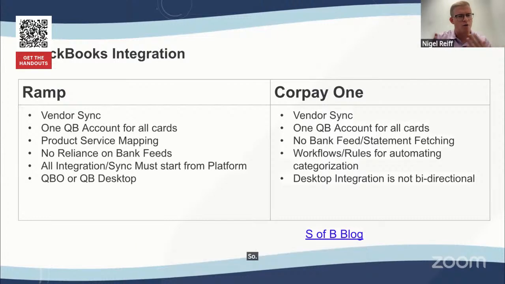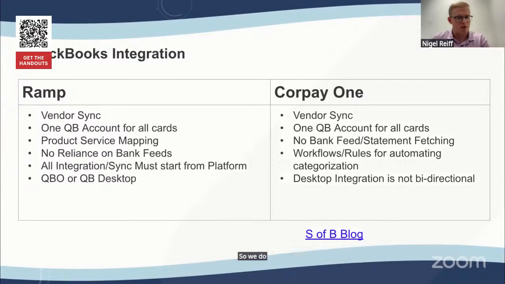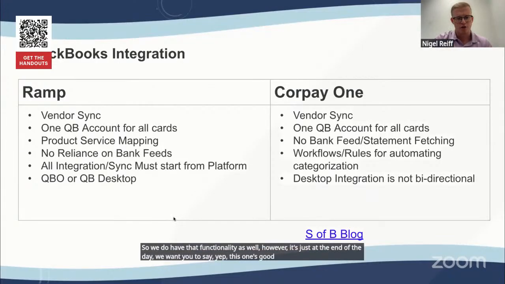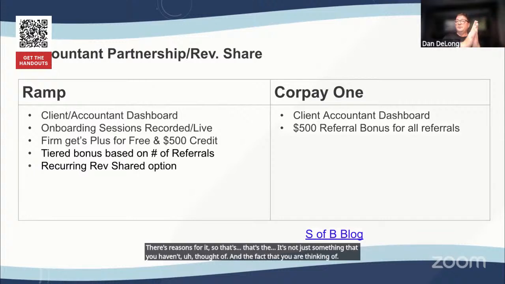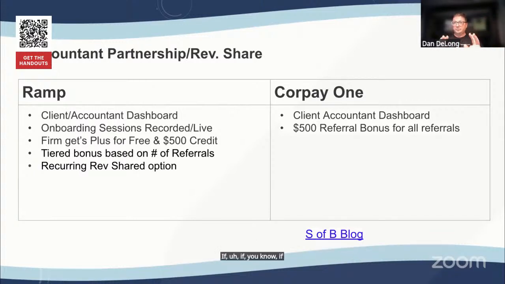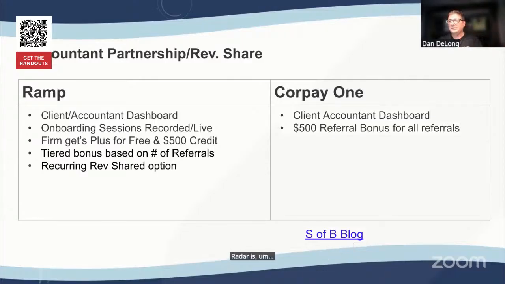So it can depend on what transaction type, a credit card or a bill, whether or not Ramp's going to want you to trigger it or if it'll trigger it automatically for you. But similar to Corpay, we do have the capability to create these rules to help you categorize any expenses. However, at the end of the day, we want you to say, yep, this one's good to go, push it to QuickBooks when it comes to credit card transactions. So there's reasons for it, it's not just something you haven't thought of. And the fact that you are thinking of, if everything goes smoothly, then go ahead and automatically push it, Radar is nice to hear.